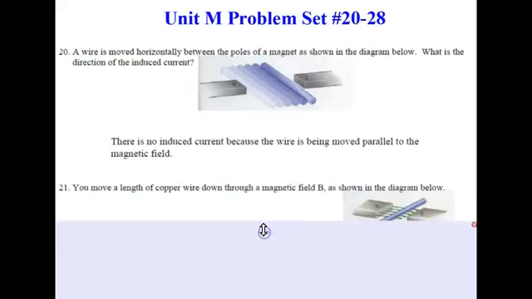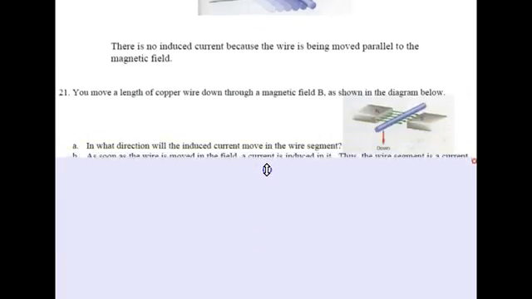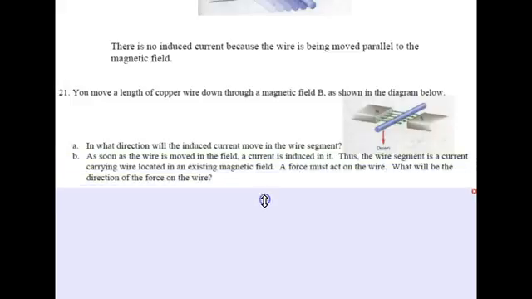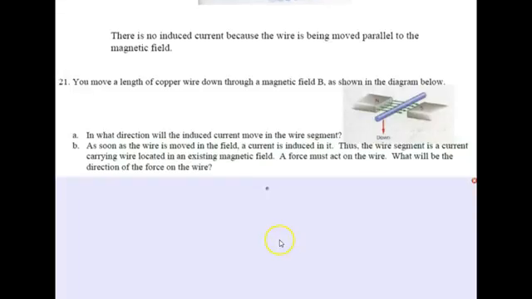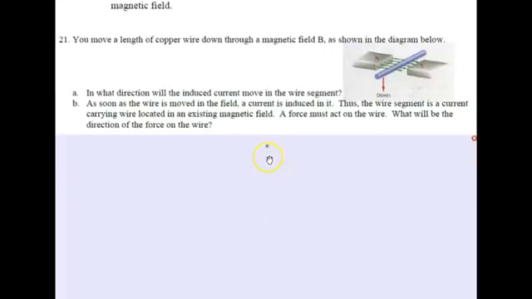Number 21, you move a length of copper wire down through a magnetic field B as shown in the diagram below. We want to know in what direction will the current move in the wire segment. And as soon as the wire is moved in the field, a current is induced in it. Thus, the wire segment is a current-carrying wire located in an existing magnetic field. A force must act on the wire. What will be the direction of the force on the wire? A is the application of the hand rule.